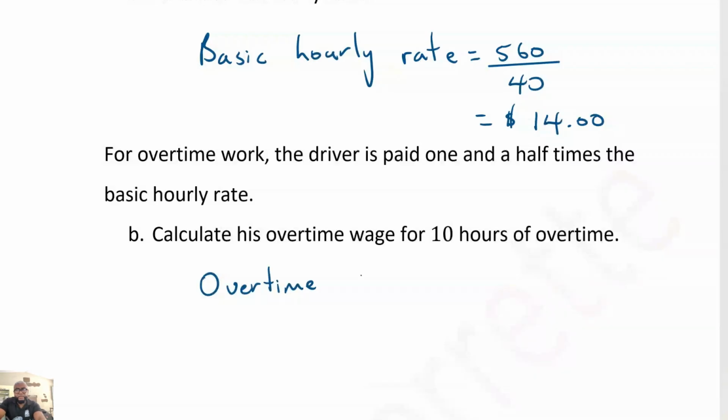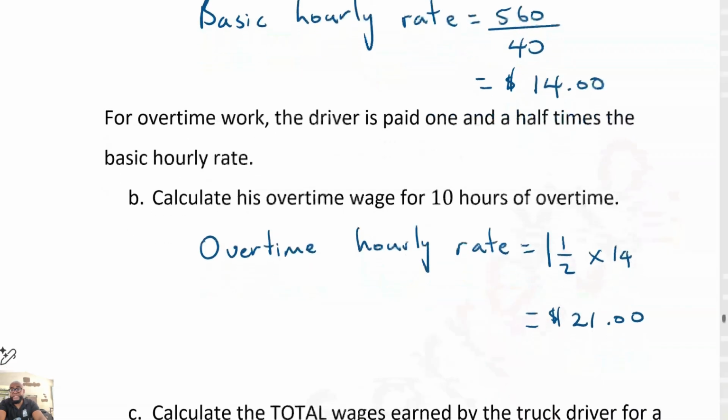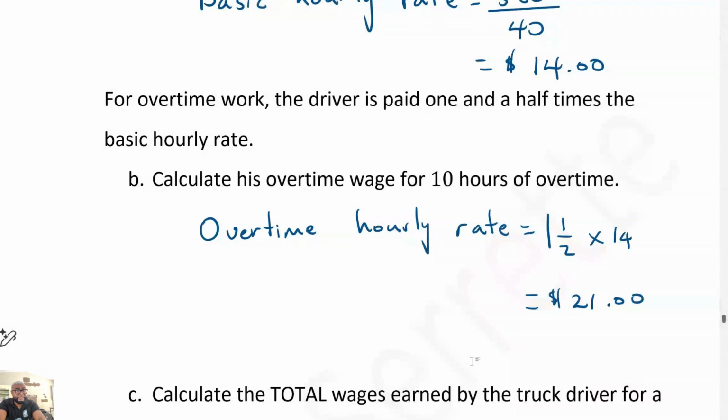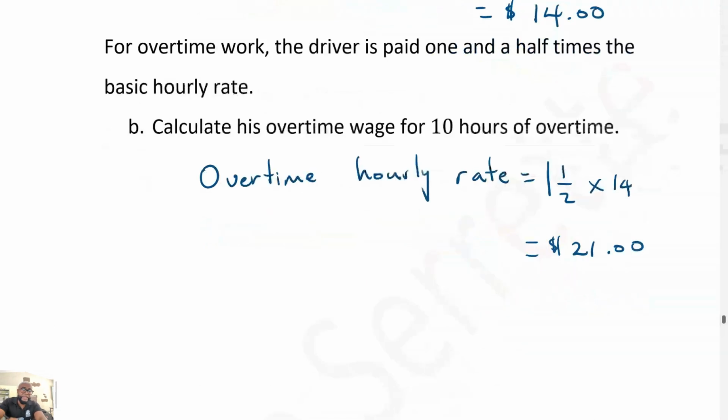So I'm going to find the overtime hourly rate, which would be equal to 1.5 times 14, which will give me 21, right? That will be how much he is looking for per hour in overtime. How many hours did he make in overtime? So this is my overtime wage.